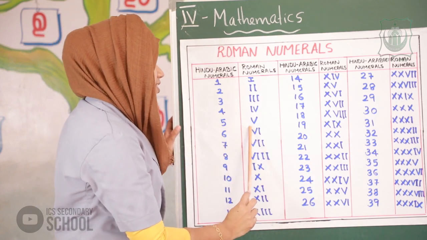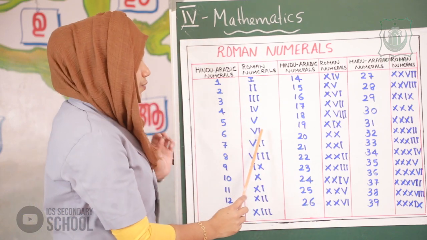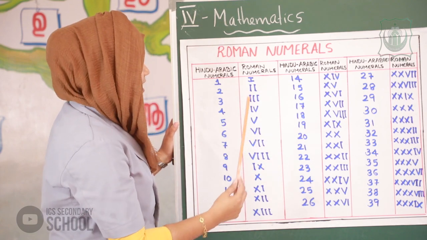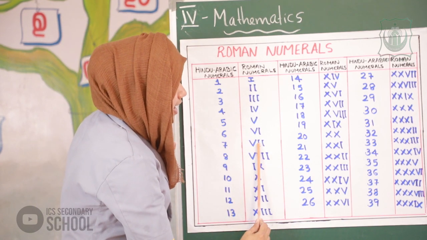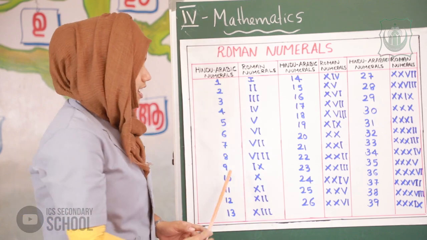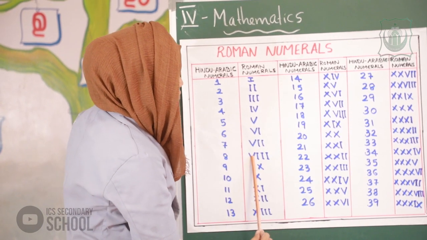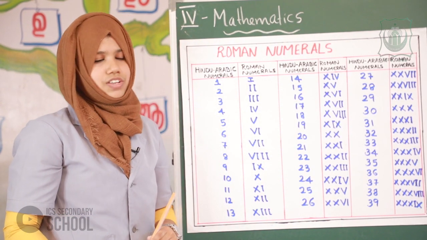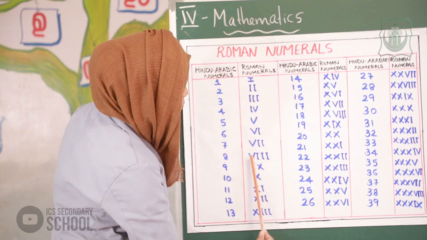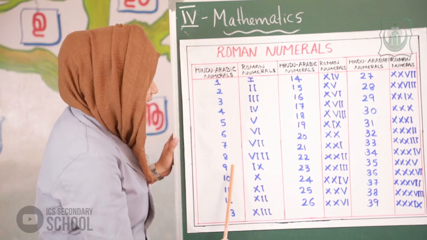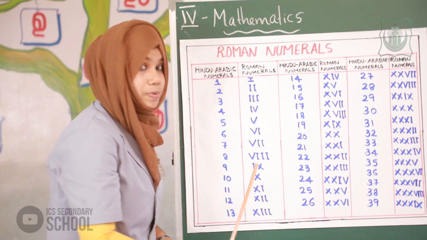6 is written as V then I. The V and I. Next is 6: V and I, 5 plus 1. Next is 7, which is V and 2 I's. 8 is V and 3 I's. And 9 is I and X. I means 1, X means 10.